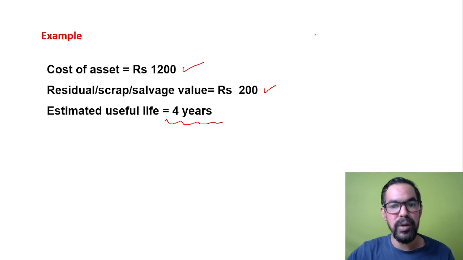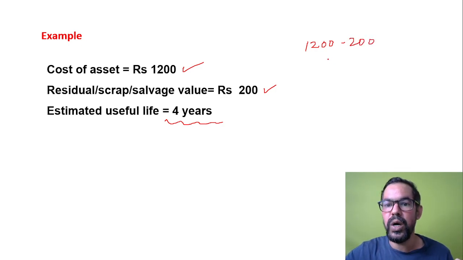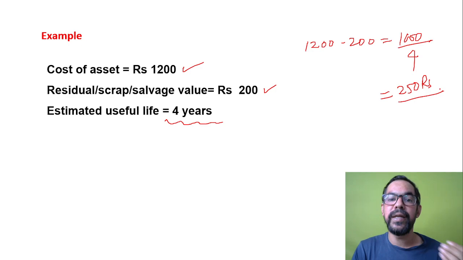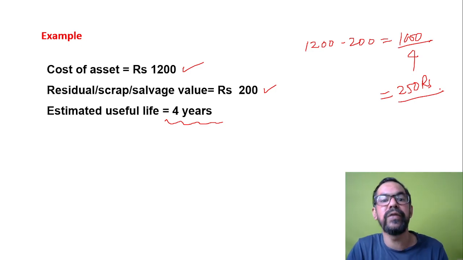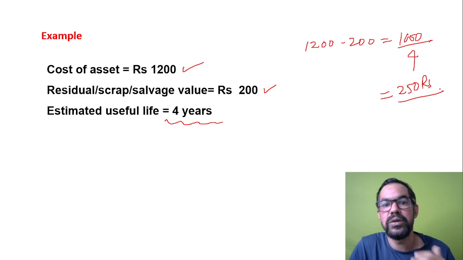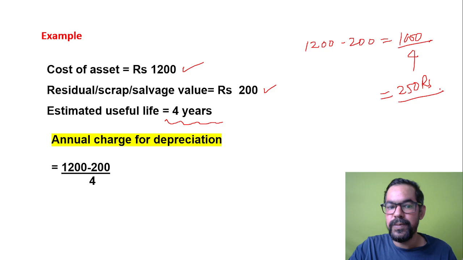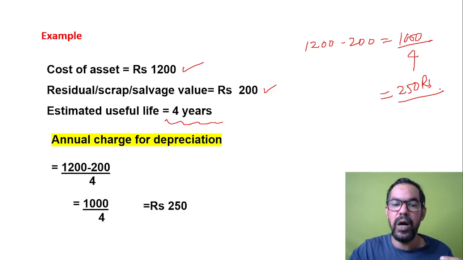So now you remember the asset cost is 1200, so 1200 minus 200, which is 1000, and 1000 divided by 4. So what will be your outcome? 250 rupees. So for the next 4 years you have to debit your P&L account by 250 rupees, and it will be credited to your provision account. So provision for depreciation by 250 rupees.